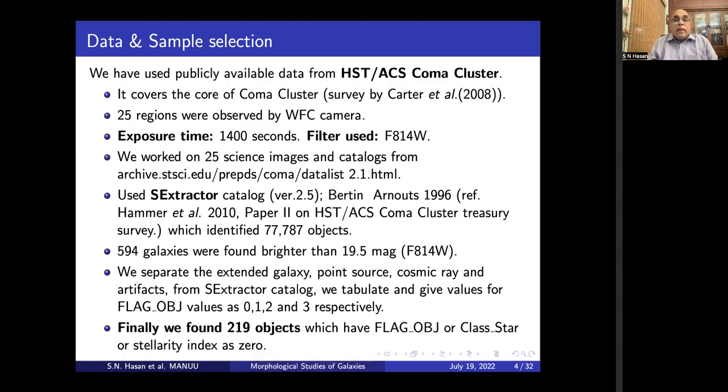We separate the extended galaxies, point sources, cosmic rays, and artifacts from the Source Extractor catalog. We tabulate and give values for flag objects of values 0, 1, 2, and 3 respectively. We found 219 objects whose stellarity index was 0.